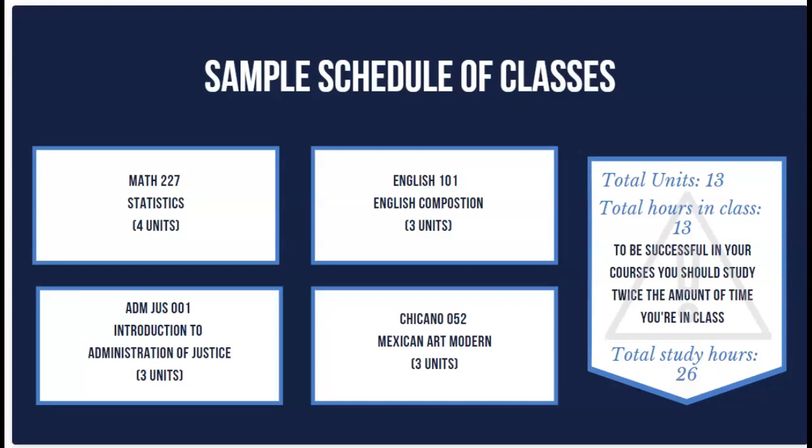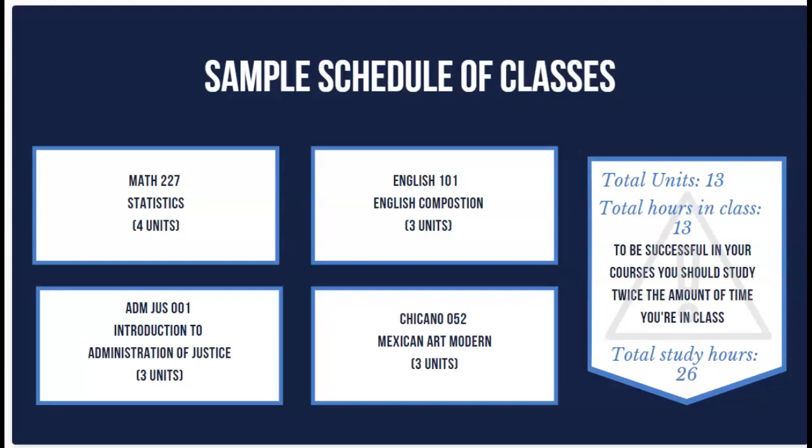Great. So now you know you need to register for classes. So how do you go about doing that? Well, let's just say that during the ASEP workshop, you created this sample schedule and you chose to take Math 227, English 101, AJ1, and Chicano 52, and that you also decided to take the support classes with the English and Math class. So that means we have to look for Math 227S and English 72 in addition to the English 101 in the schedule of classes to see if they're being offered remotely or just online.